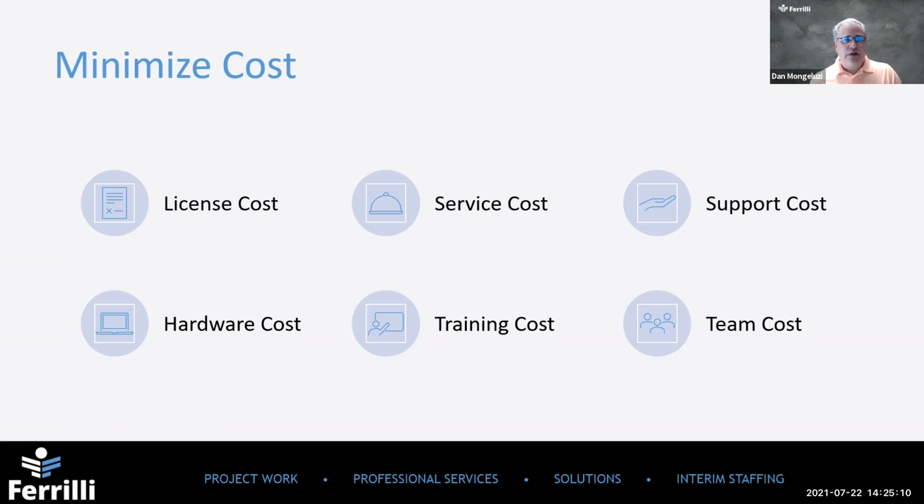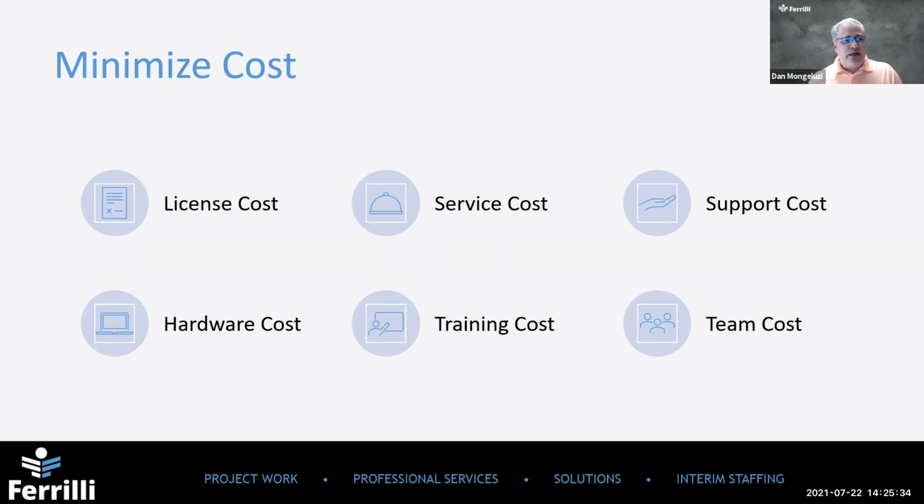Hardware costs. With folks going remote, I'm sure that's increased a lot of hardware budgets. So what is the true cost? What is the true need for somebody to be remote? And how is that being assessed? When is that being assessed? How can it be adjusted to reduce your cost?